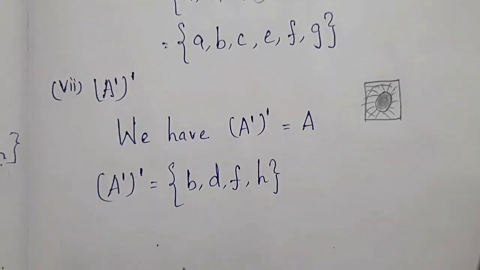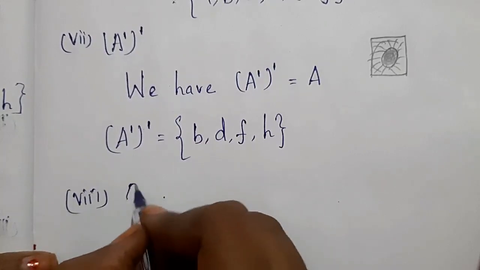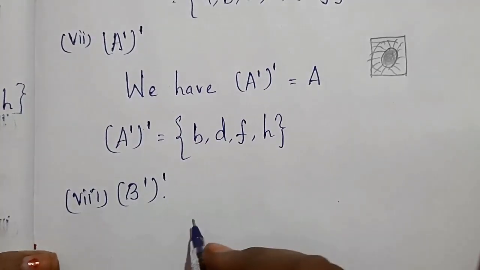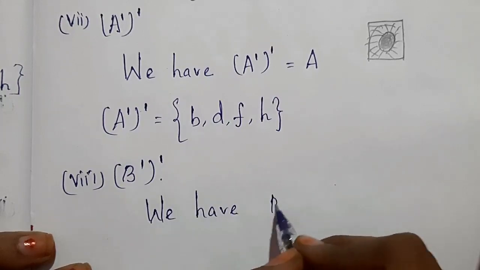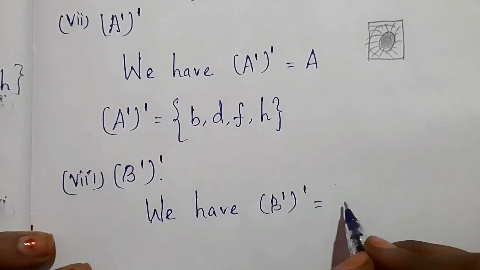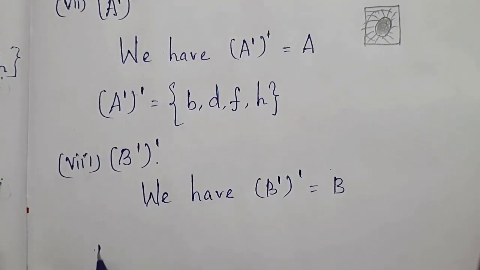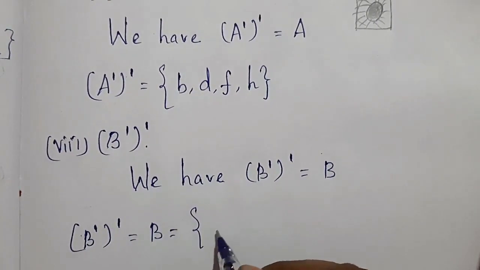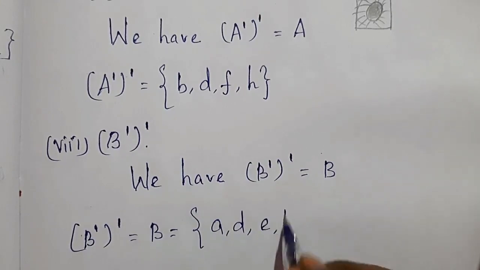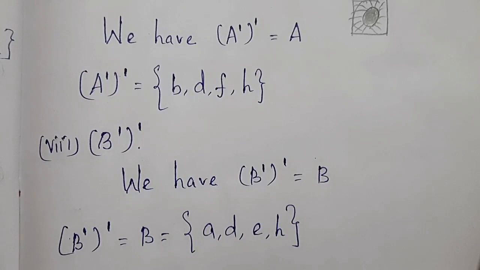The same thing for the last part. B complement, the whole complement, equals the set B. So we write B complement, the whole complement, equal to B, that is equal to the set of all B set elements, A, D, E, H. Okay. So this is the third problem.